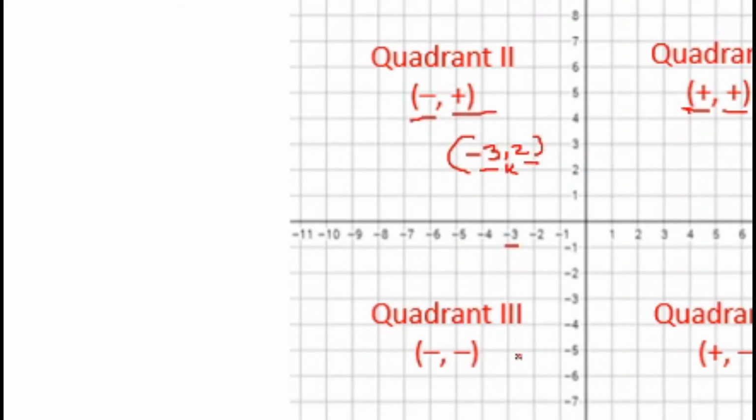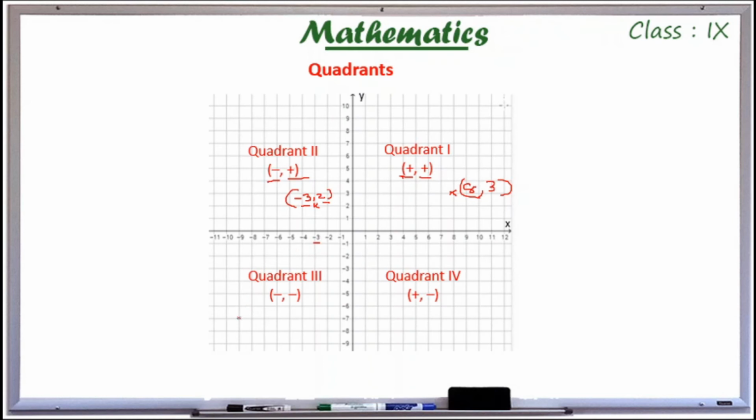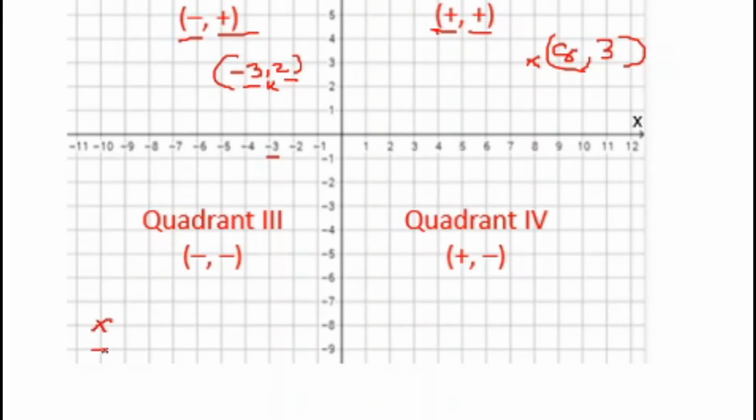And for the third quadrant, all the values are negative. Suppose I mark here, it is minus 10, minus 9. All the values are negative. So minus 10 is obtained from x-axis and minus 9 is obtained from y-axis. And the fourth quadrant, suppose this is the point, it is 10, minus 8. So x value will be 10 and y value will be minus 8. So plus minus form.